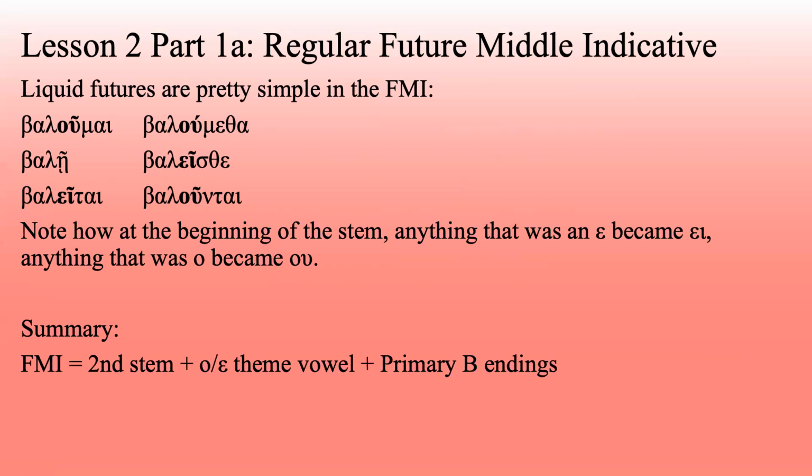Summary: future middle indicative equals second stem plus omicron/epsilon theme vowel plus primary B endings. And the future passive indicative is not the same form as the future middle indicative.